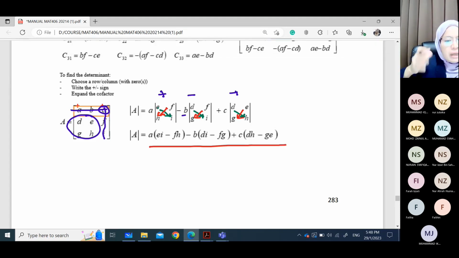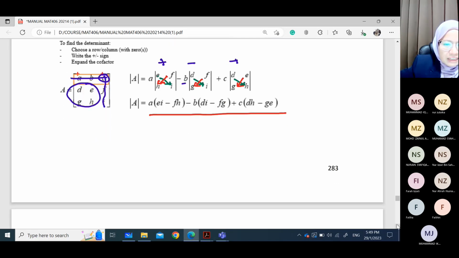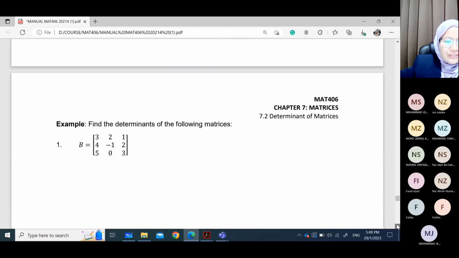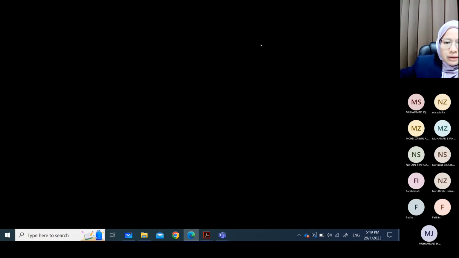Okay, so A, B, and C as our factor. Alright, so the sign is started with positive, negative, and positive. Ini kita panggil sebagai cofactor. Ada soalan tak untuk yang ni sebelum kita tengok contoh? Tak ada. Okay, kita tengok yang ni, B. Right.